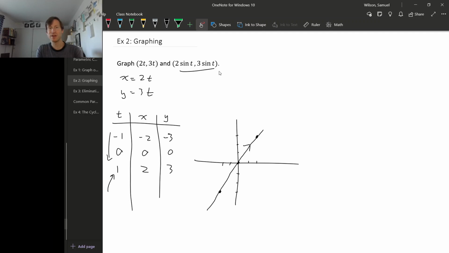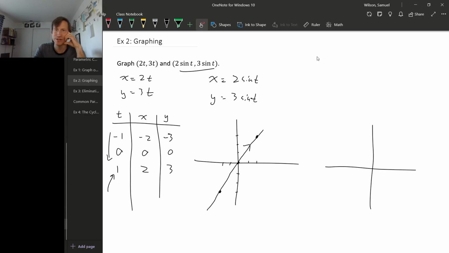Okay, now let's try this other parametric curve. This is the parametric curve where x is 2 sine t and y is 3 sine t. So let's make a table for this one. Let me put our graph down here, and the table I'm going to try to fit in up here. So t, x, and y.